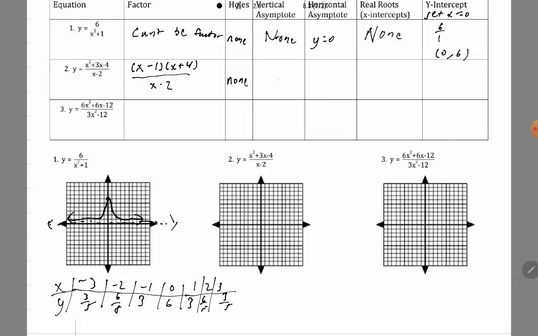Vertical asymptote, we look at the denominator. So the denominator is x minus 2. So you set it equal to 0. So my vertical asymptote is at x equals 2.